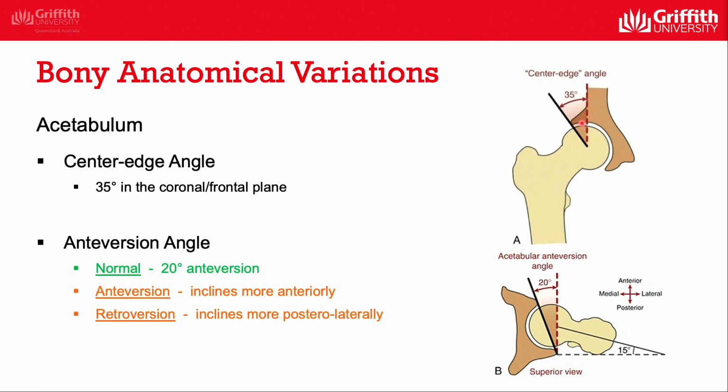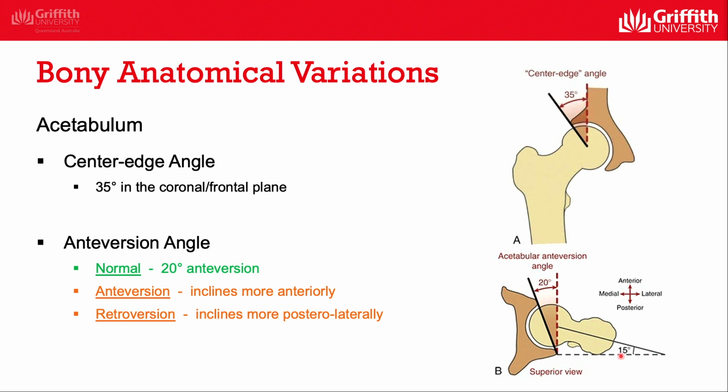By increasing that contact area, that also allows greater distribution of forces and therefore reducing the stress and the load on those articular structures, articular surfaces. If this center edge angle is reduced, that's going to lead to a reduced stability in the hip and reduced contact area. So that could also increase the stresses within those structures in the hip.